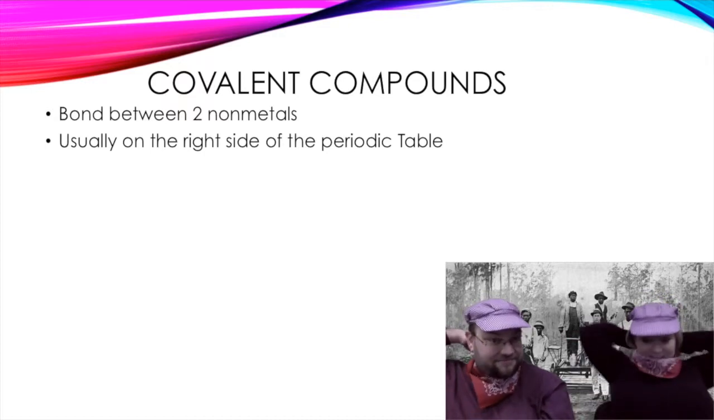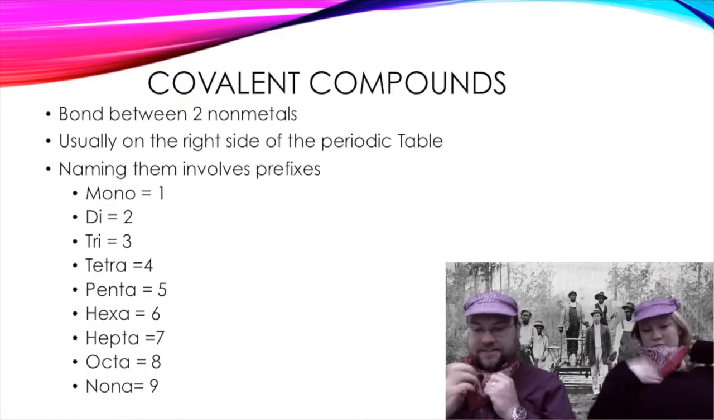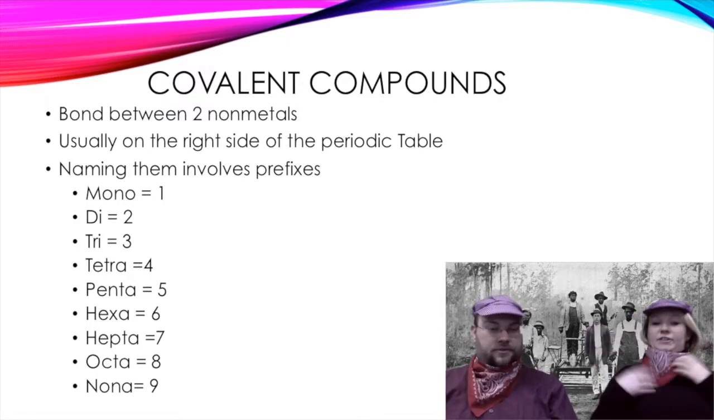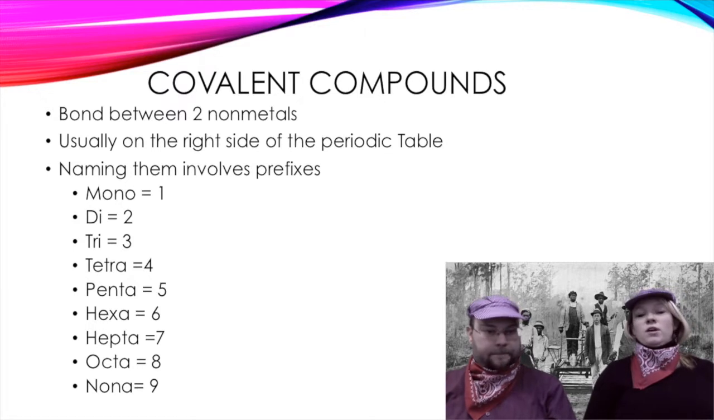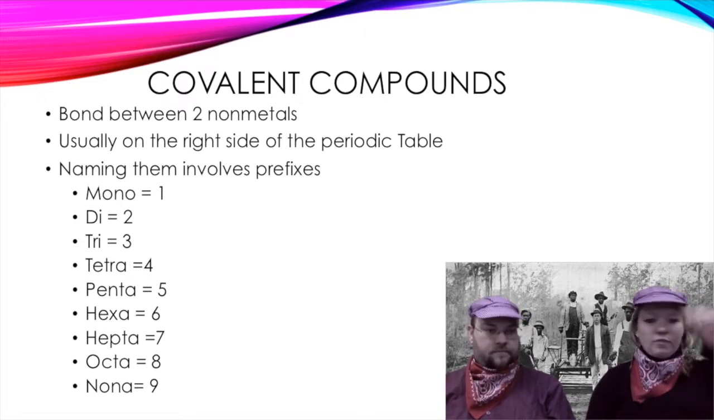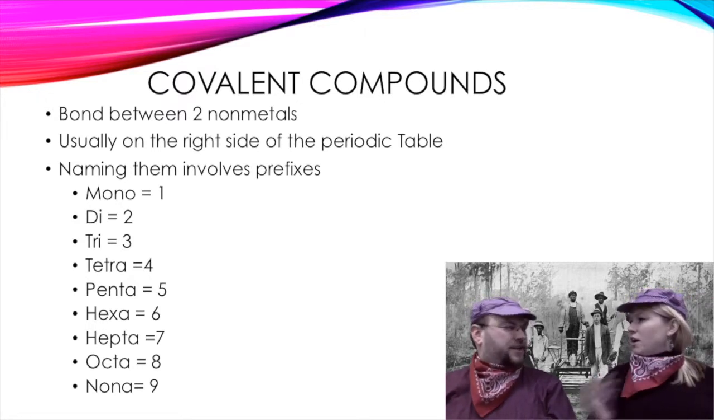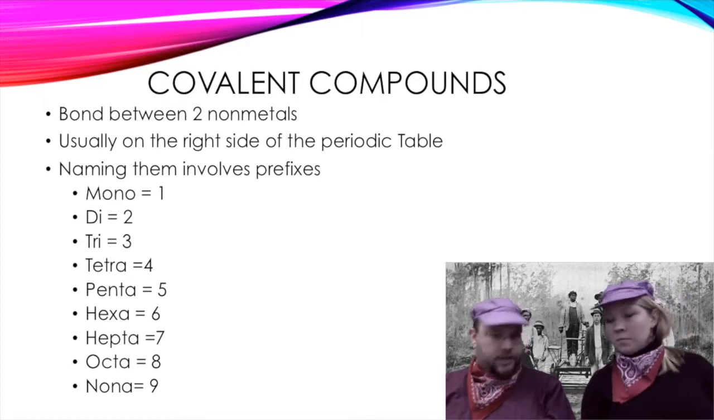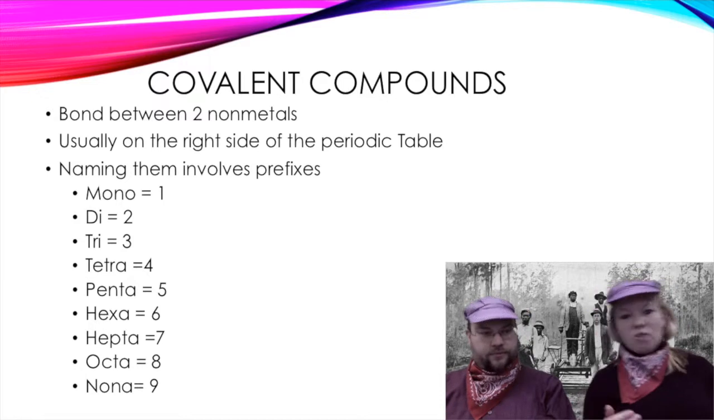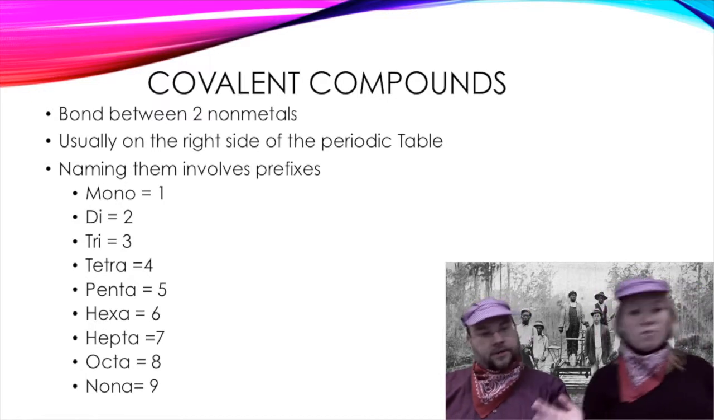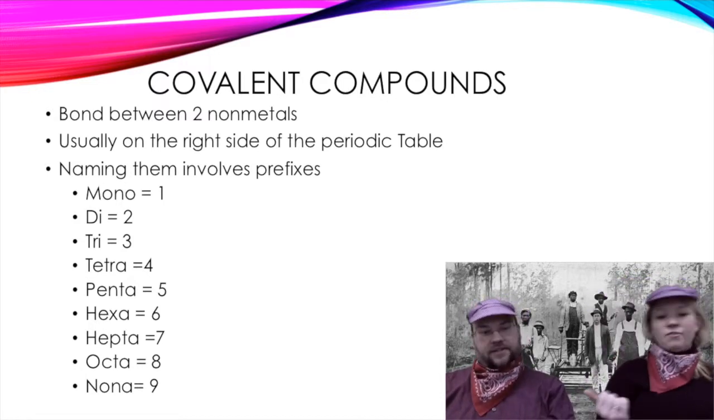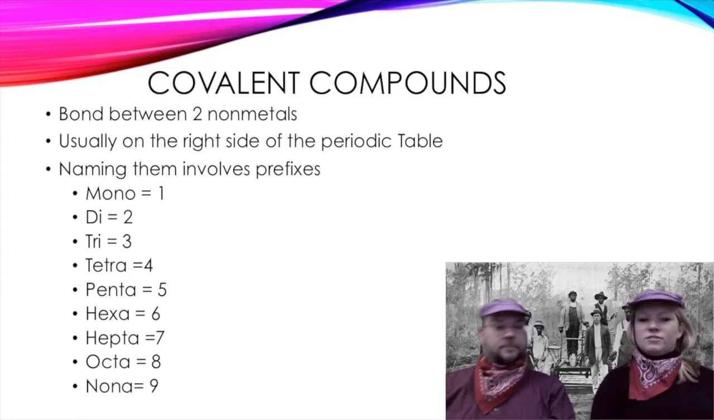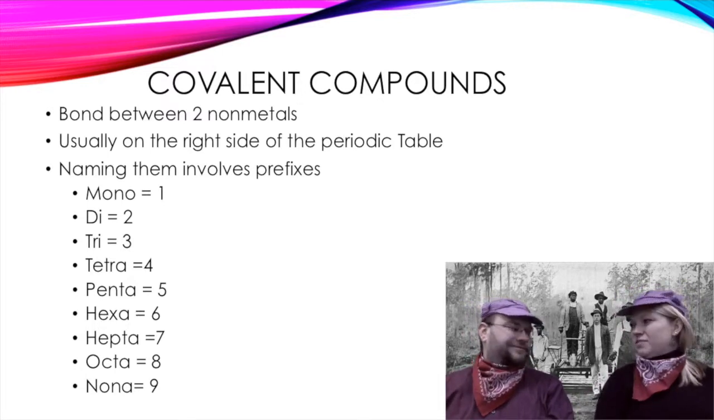Neckerchief. Okay. Very authentic. So when we name covalent compounds, they involve prefixes. So it's very easy. Like if you can remember back probably to math or geometry in junior high, where you did some prefixes. So mono meaning one, di meaning two, tri, 3, tetra, 4, penta, 5, hexa, 6, hepta, 7, octa, 8, nona, 9. And then there's of course deca, but we don't really get that far.